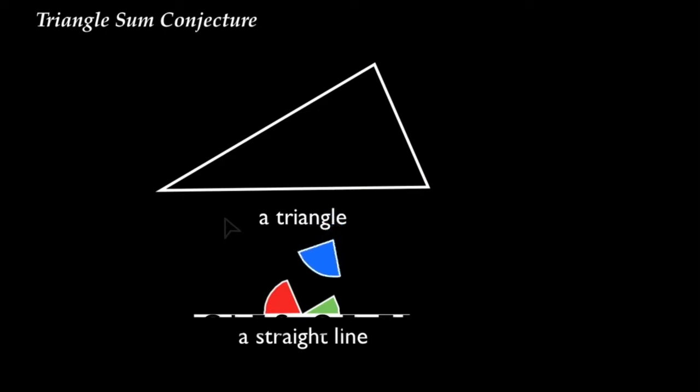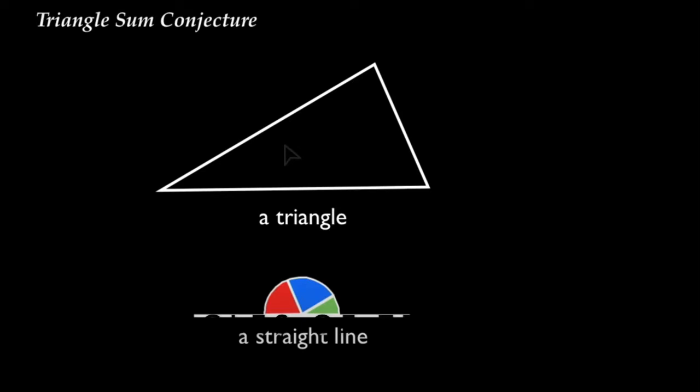So this little animation is just showing us that if we take those three angles that we just had within here, they completely fill up this 180 degrees. So it's just kind of a visual way that we can see they add up to 180 degrees, and you can do this with any triangle.